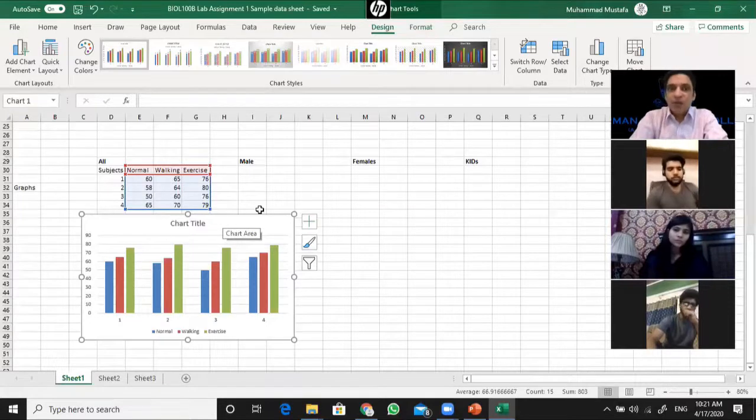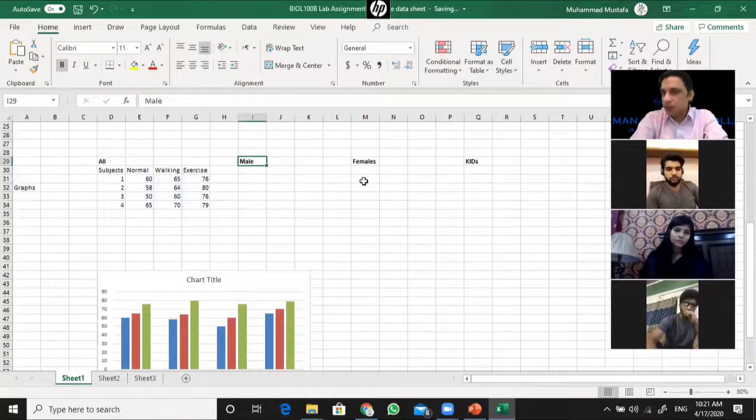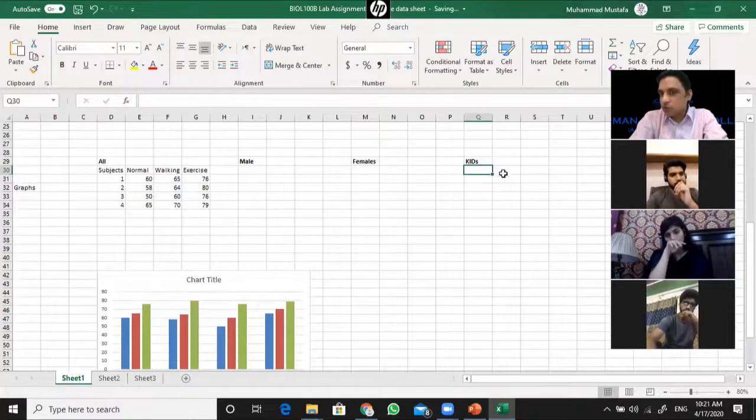So after that, I will be rewriting that data on the basis of their gender, like males here, and then females here. Then I will recreate the graphs based on their gender. I can make another chart for the kids as well, and I will use them as subjects and then create the data as well.